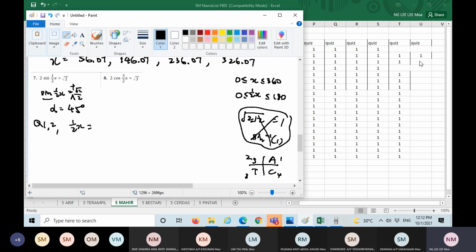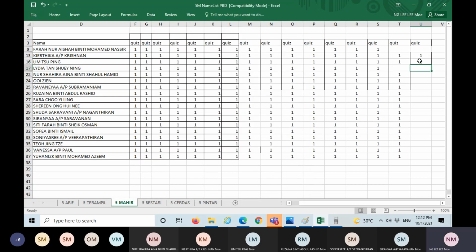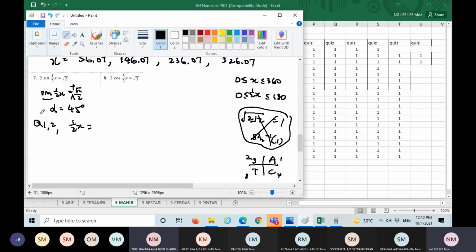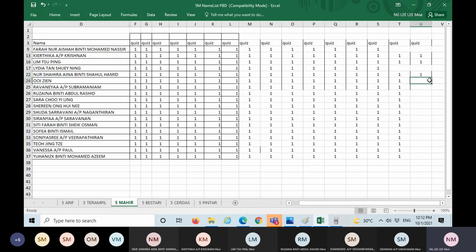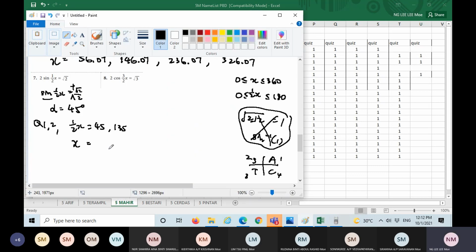Who is the next? Shahira? Yes, teacher. Half x equals to what? One in the first quadrant, one in the second quadrant. 45 degrees, and then the second quadrant one? 135. Okay, you use 180 minus 45, you get 135. Next, divide by 2, come this side, times 2. So who is the next? And times 2.